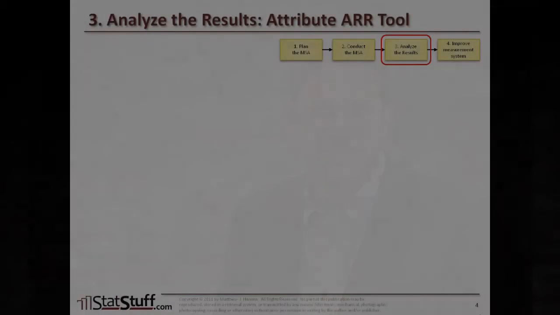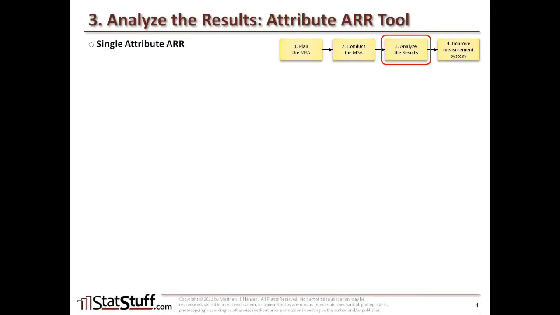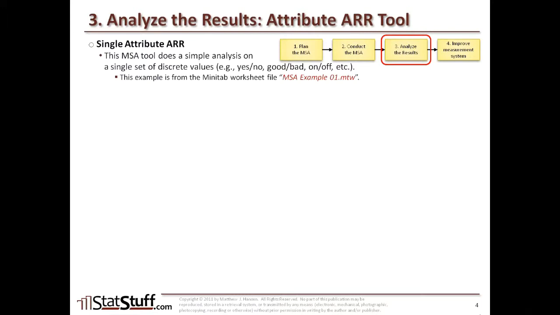Now let's talk about how to set up an Attribute ARR test in Minitab when you have just a single attribute. Well, when you have a single attribute that you're reviewing for an MSA, then you want to use a single attribute ARR study, or what Minitab calls the attribute agreement analysis. So this particular tool does a simple analysis on a single set of discrete values. Again, discrete values being like yes, no, good, bad, on, off, true, false, or some sort of attribute type of data. Now the example that you can use for this one is one that we provided on the website, and also this tool is not available in the student version of Minitab.